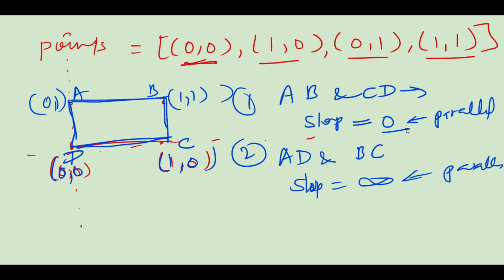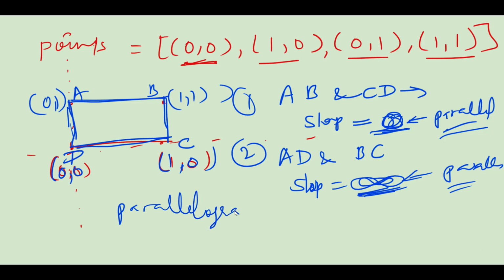If the slope is either 0 or infinity, let's suppose it is going very far, right? In both cases it becomes parallel, because parallel lines never meet. Understand? So either it is 0 or infinite, in both cases it never meets. If it never meets, it means these are parallel, right? So this becomes what? A parallelogram.